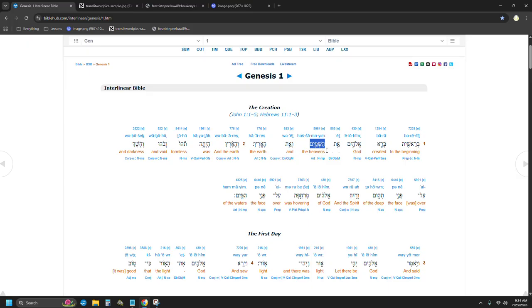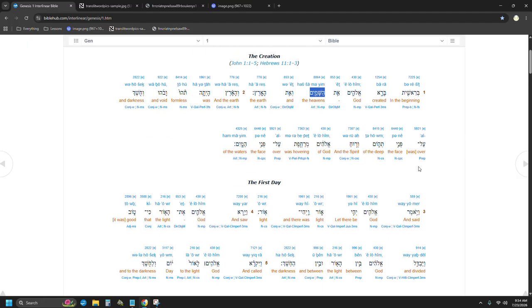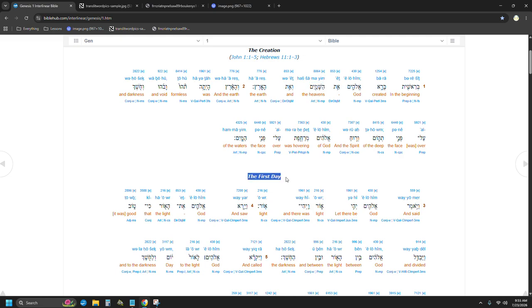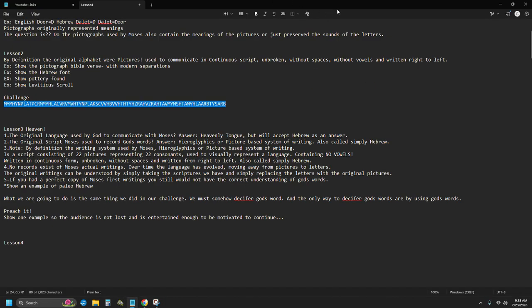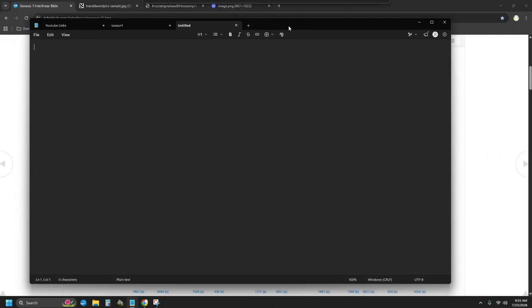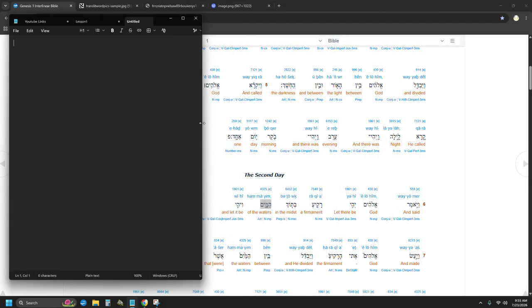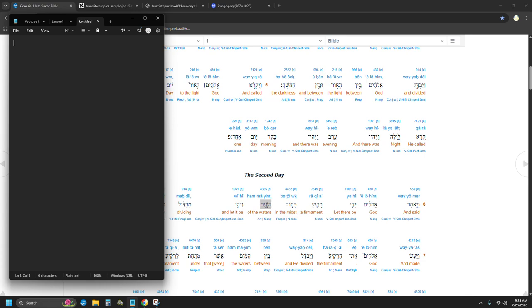Well, if we go down and look at this, it says the first day. We go down, you see it says the second day. Well, I want you to notice something. If we start reading the second day, it says, and God said, let there be a firmament in the midst of this word right here. I want everybody to pay very close attention to this word. And I'm going to bring up a new notepad because this is the example I am going to do right here on screen.